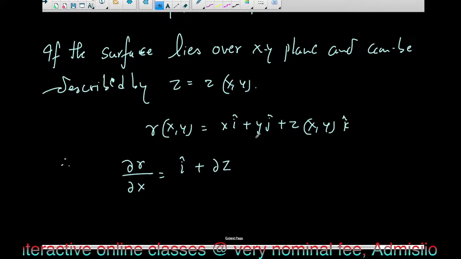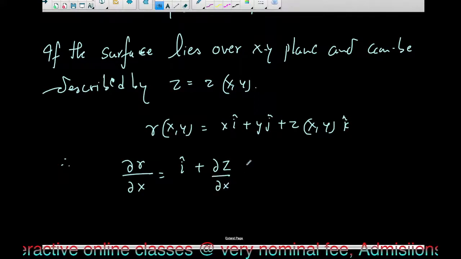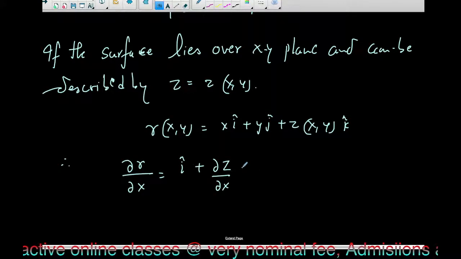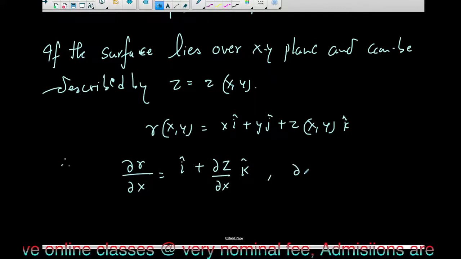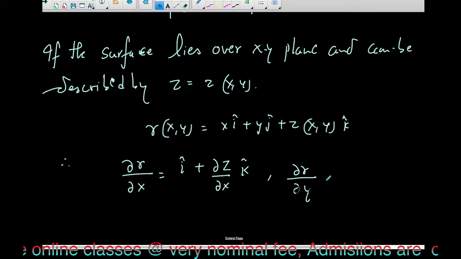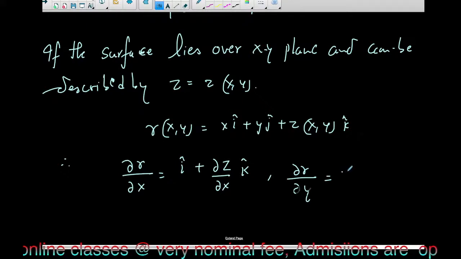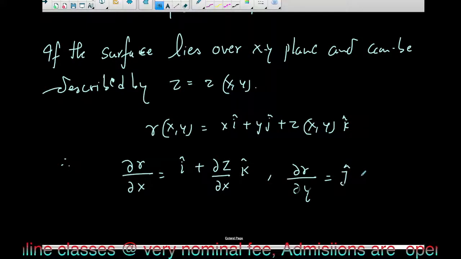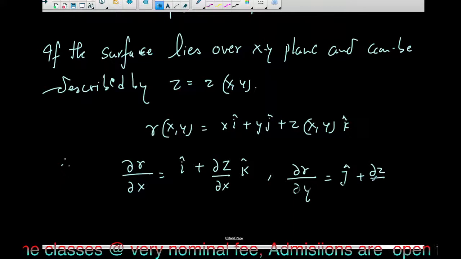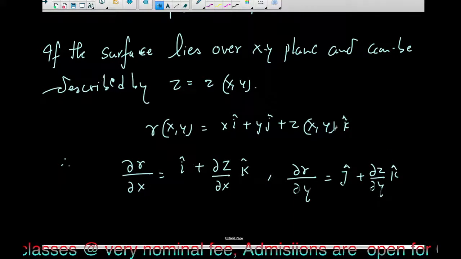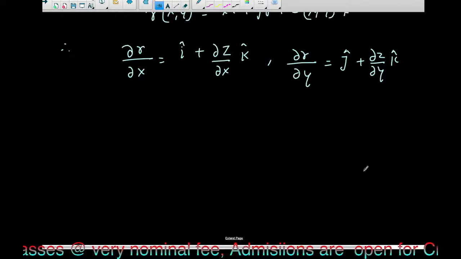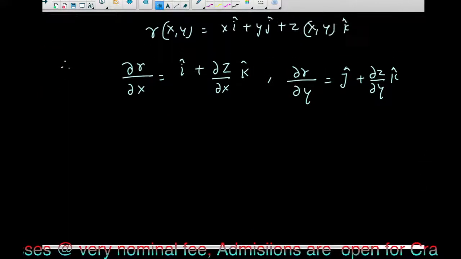will be the constant, differential is 0. So del z by del x, z depends on x, so we can write it with the k unit vector. And if we are differentiating del r by del y, then you have to go for the j unit vector, and plus del z by del y into the k unit vector, because z is a function which depends on x and y both. So that's why I'm writing like this.